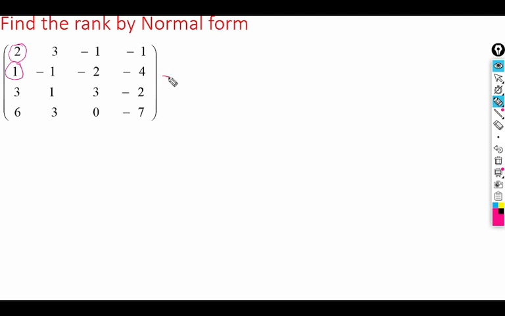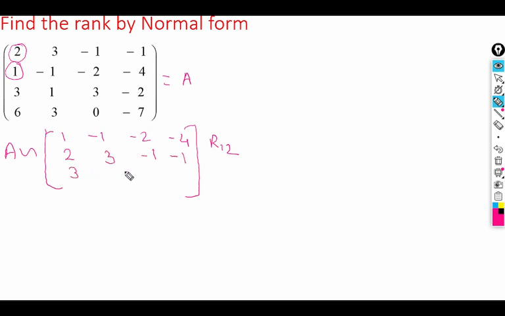So let us assume the matrix is A, and now this A becomes equivalent to a matrix where we use R12 only. So we are interchanging the rows. So 1 minus 2 minus 4, then 2 3 minus 1, 3 1 3 minus 2, and the last 6 3 0 minus 7.